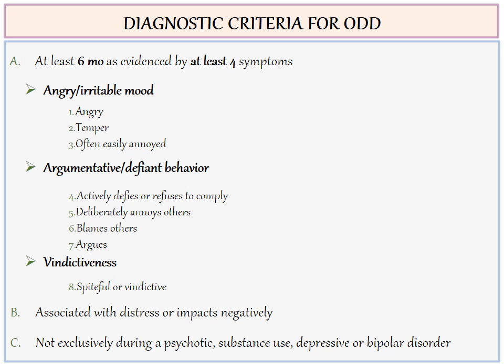Diagnostic criteria for oppositional defiant disorder are at least 6 months of evidence, with at least 4 symptoms: first, angry or irritable mood: loses temper, often easily annoyed; second, argumentative or defiant behavior: actively defies or refuses to comply, deliberately annoys others, blames others, argues; third, vindictiveness: spiteful or vindictive. The disturbance is associated with distress or impacts functioning negatively. It does not occur exclusively during a psychotic, substance use, depressive or bipolar disorder.